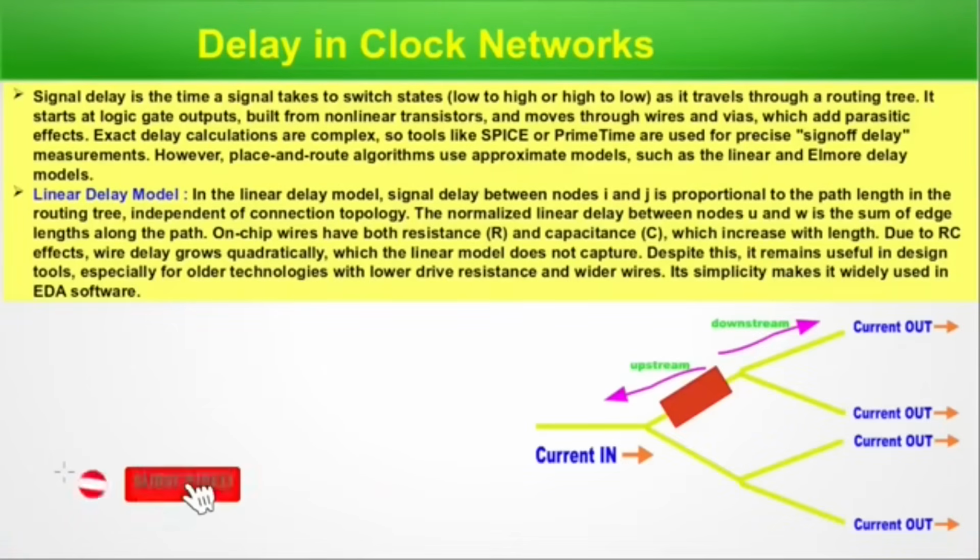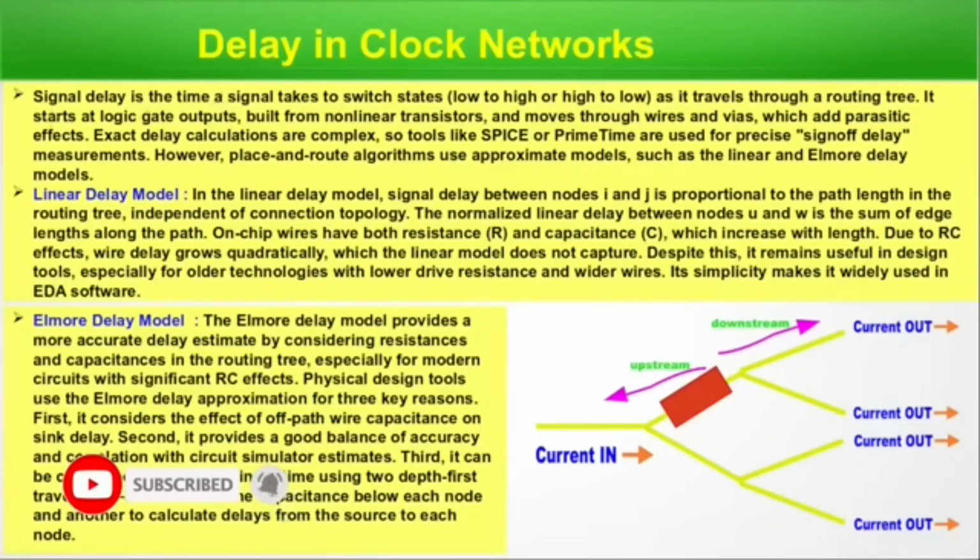Delay in clock networks. Signal delay is the time a signal takes to switch states, that is low to high or high to low, as it travels through a routing tree. It starts at logic gate outputs built from nonlinear transistors and moves through wires and vias, which add parasitic effects. We all know about parasitic effects of wires. In our interconnect series, we have discussed that parasitic effect in detail.